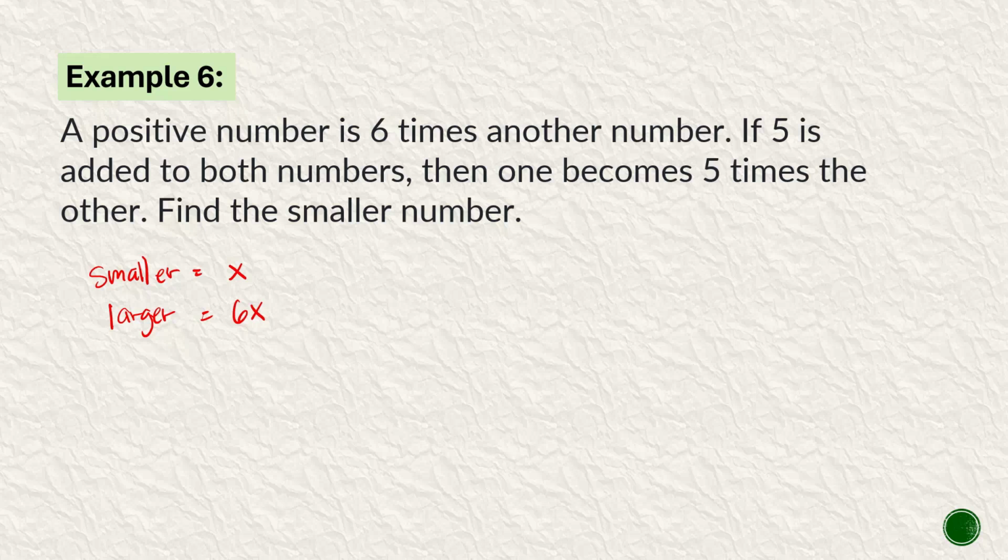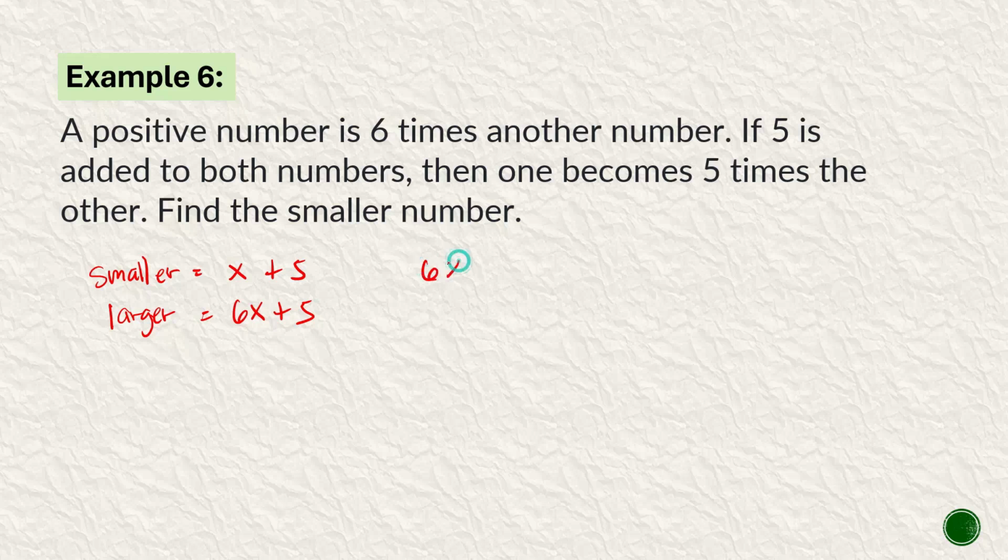If 5 is added to both numbers, so I will add 5 here, and I will add 5 on the larger. Then 1 becomes 5 times the other. Okay? So meaning, which one is 5 times the other? Obviously, the larger now will become 5 times the smaller. Okay? 5 times the smaller equals the larger.